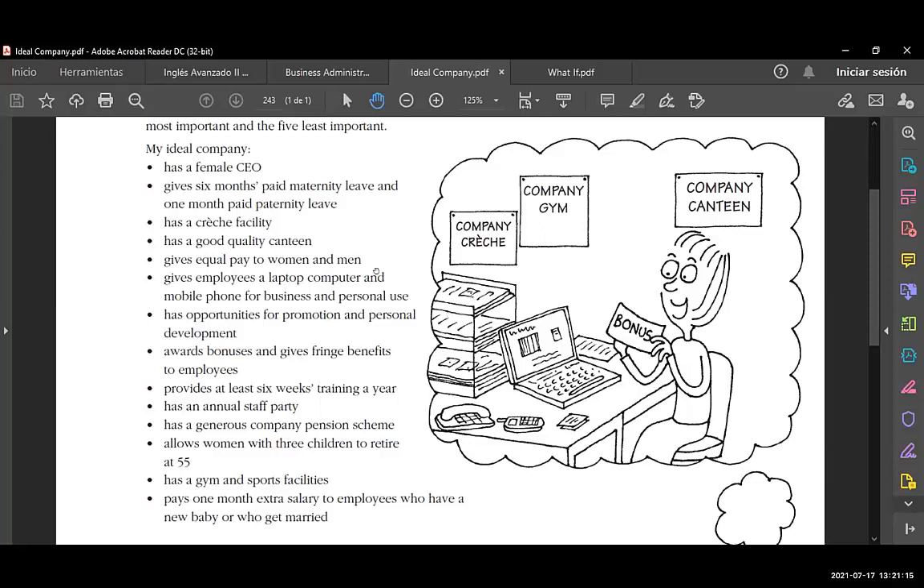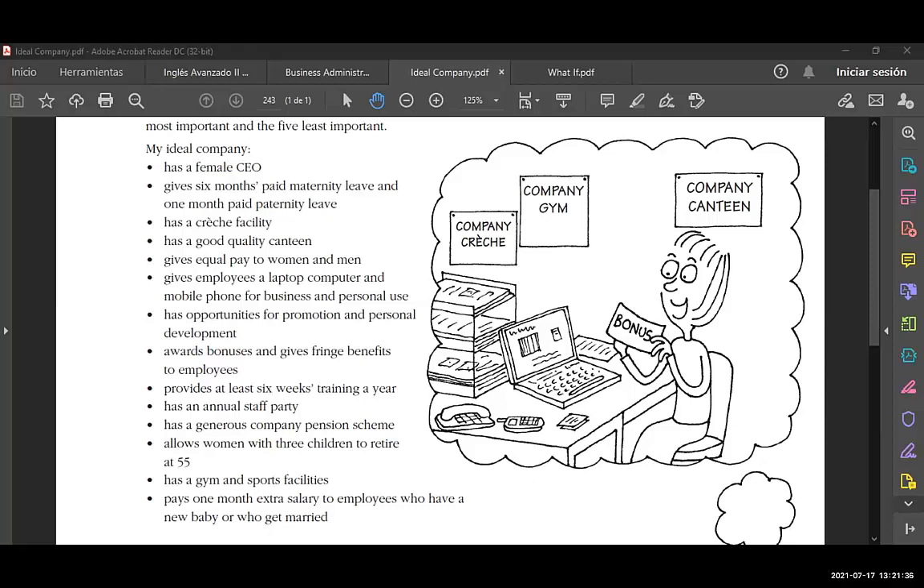Shame? The letter is S-C-H-E. Scheme. A generous company pension scheme. Yes. Pays one month extra salary to employees who have a new baby or who get married. Good.